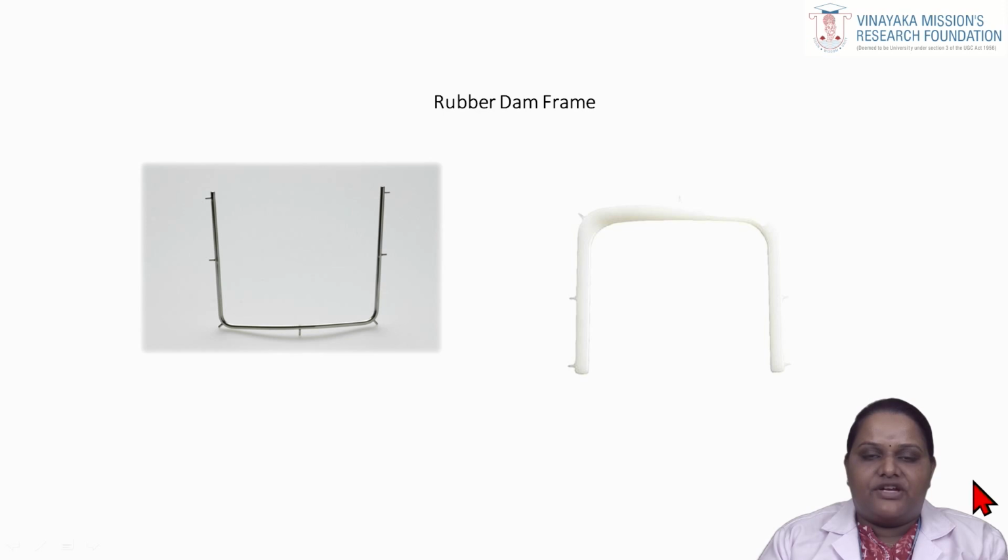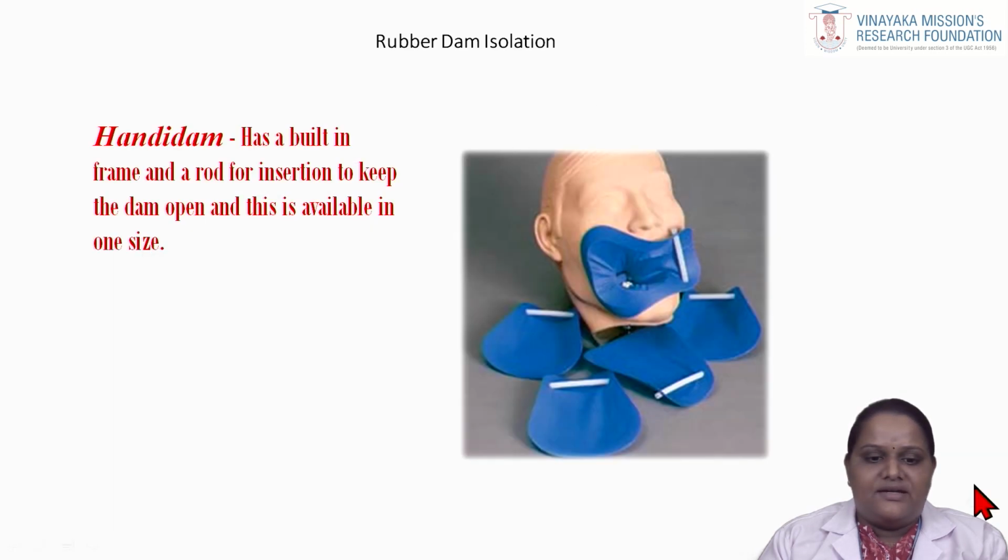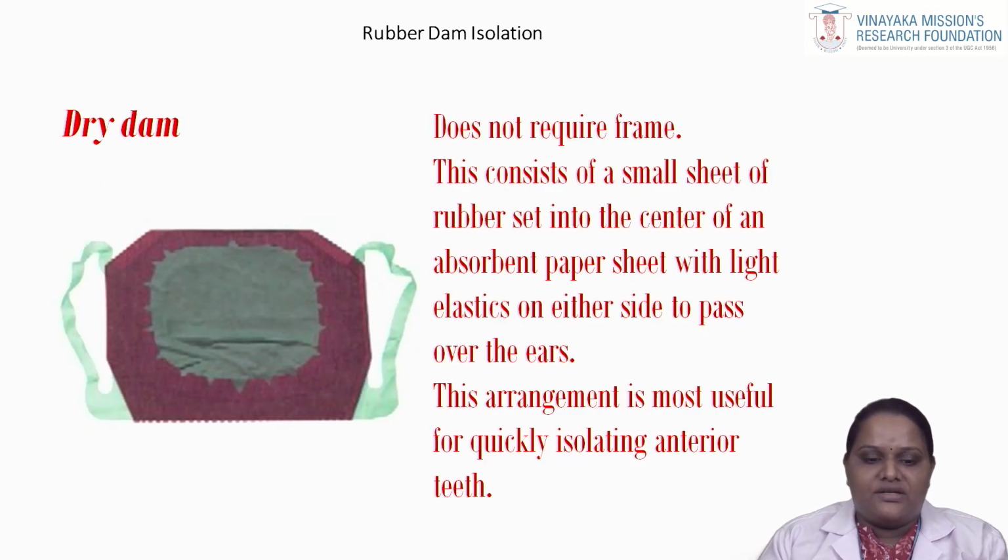And this is a rubber dam frame. It comes in two forms: one is metal and the other plastic. Both are autoclavable. This is a handy dam. It has a built-in frame and a rod for insertion to keep the dam open, and this is available in one size. The advantage is you don't need a rubber dam frame, thus reducing the working time of the operator, and it is even easy to place.